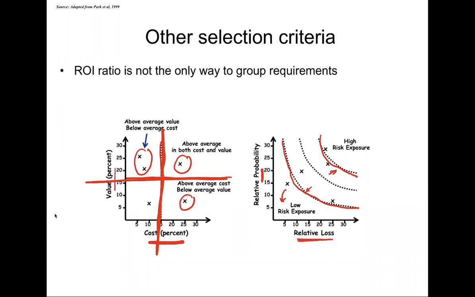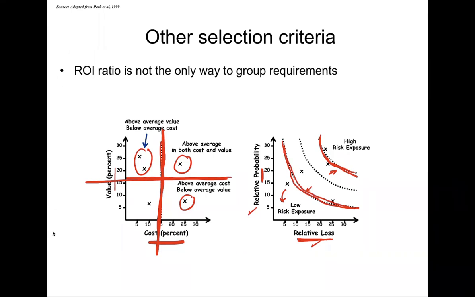The commonly used one is the ROI, but I could define those boundaries, and then it becomes easy for me, after I identify the loss and the probability of each requirement of occurrences and uncertainty about it, to provide a priority level for each requirement.